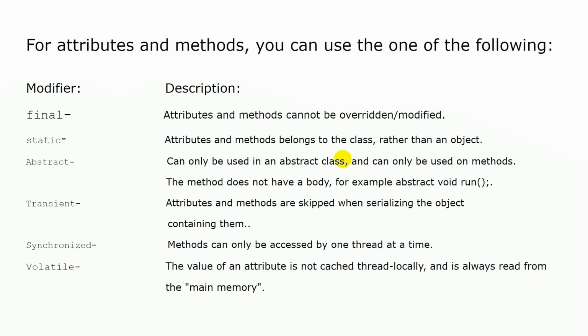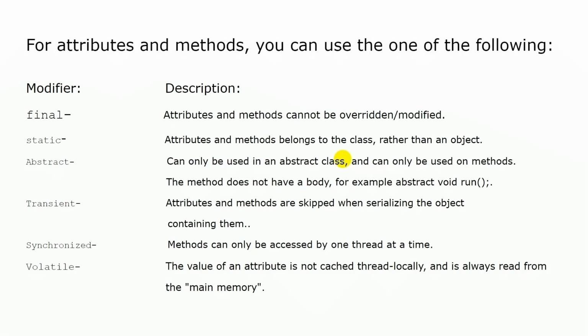If we make an attribute or method transient, it is skipped when serializing the object containing it. And if we make the method synchronized, it can be accessed by only one thread at a time. I'll teach you about synchronization later. Now I'll teach you about volatile. The value of an attribute is not cached thread-locally and is always read from the main memory when we use the volatile modifier.